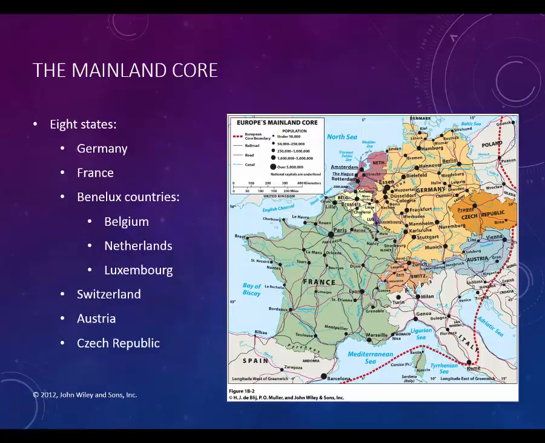In the mainland core, we've got 8 states. Remember, we think of these as countries, but in geography, we're referring to them as states. We have Germany, France, the Benelux states. Benelux is just the first syllables of Belgium, the Netherlands, and Luxembourg. The Alpine states of Switzerland, Austria, and the Czech Republic. Check out figure 1b2 to see these on the map.